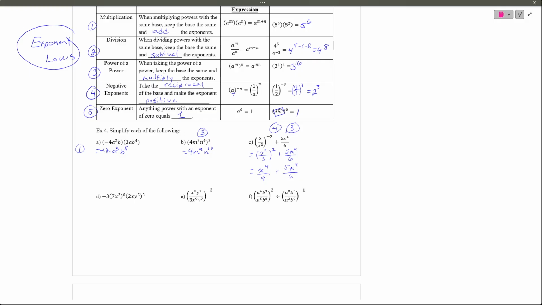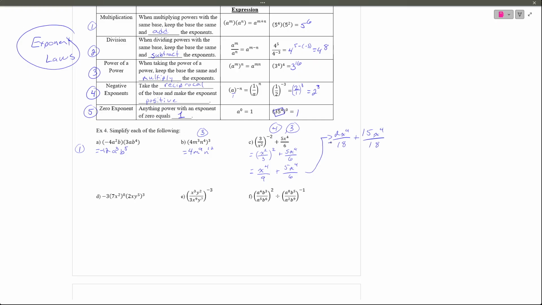We need a common denominator. What's a common denominator we can get for 9 and 6? Closest one is going to be 18. So what do I have to do to each one of these fractions to get a denominator of 18? So the first one, I have to multiply both the top and the bottom by 2. So I end up with 2x to the 4th over 18. And we're going to add on to that. What do I got to do to the 6? I got to multiply it by 3. So that means I'm going to have 15x to the 4th over 18.